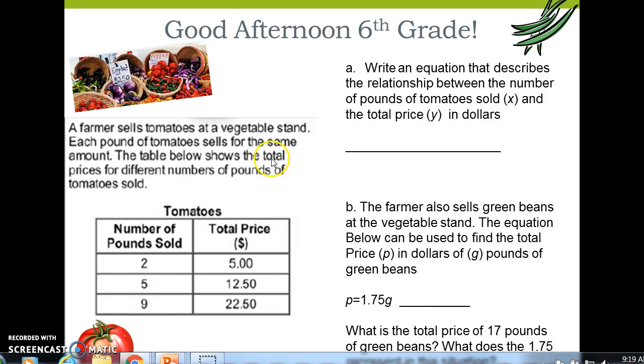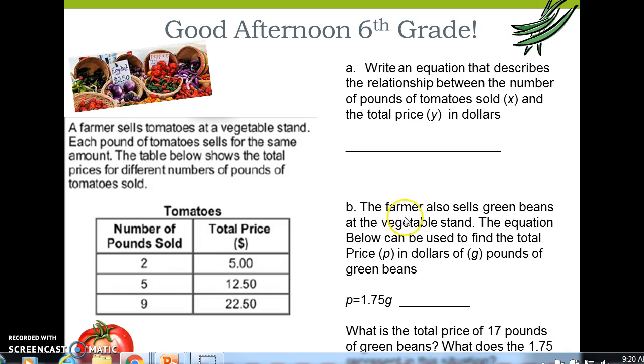Okay, so all we have to do, guys, is find a unit rate when we're looking at a problem like this. We're looking at what will work for the table. Make sure you're looking at what your X is and what your Y is. The number of pounds sold is our X, pounds of tomatoes, and our total price is Y.